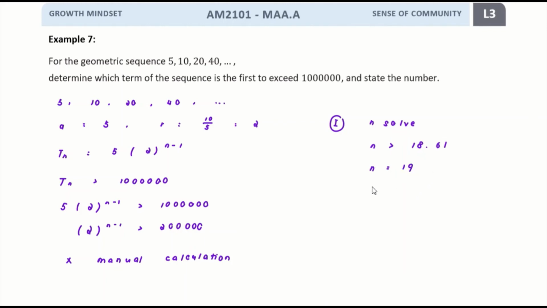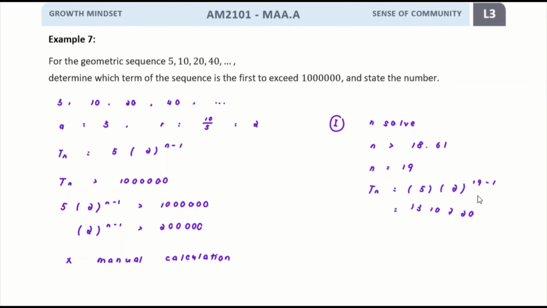So how can you check that? You substitute back Tn equals 5, 2, to the power of n minus 1. So 19 minus 1, then we can use our calculator. 5 times 2 to the power of 18, and you can see that you get 1310720, which is greater than 1 million. Then you know that's correct.